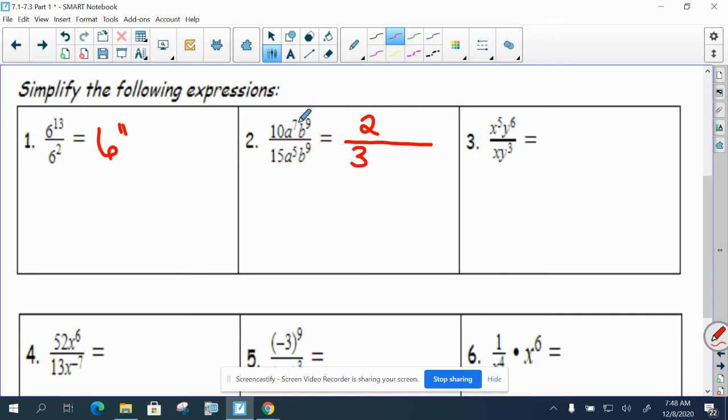So a to the 7th over a to the 5th would be a squared, and you put it in the numerator. You're going to write the final answer in either the numerator or denominator, depending on which one is bigger. So since a to the 7th was bigger and it's in the numerator, you write a squared in the numerator. Now b to the 9th over b to the 9th, that's just going to cancel. So you're not going to have any b's left. Okay, so if we wanted to write this a little more appealing, you would do 2a squared over 3. Or you could also do 2/3 times a squared. Those are all equivalent.